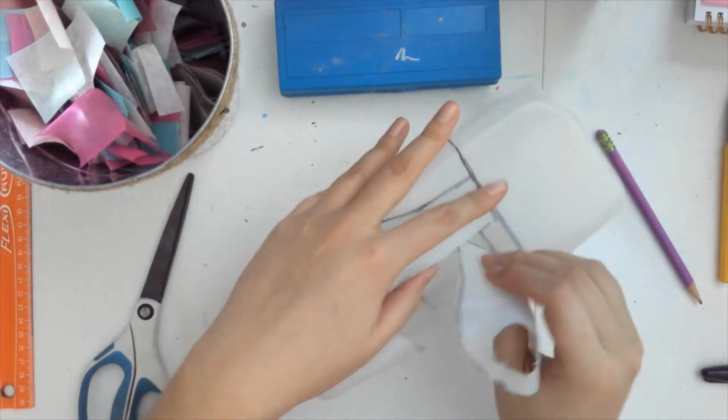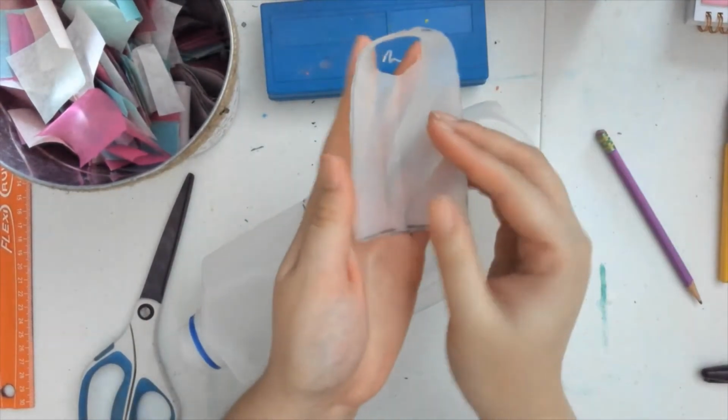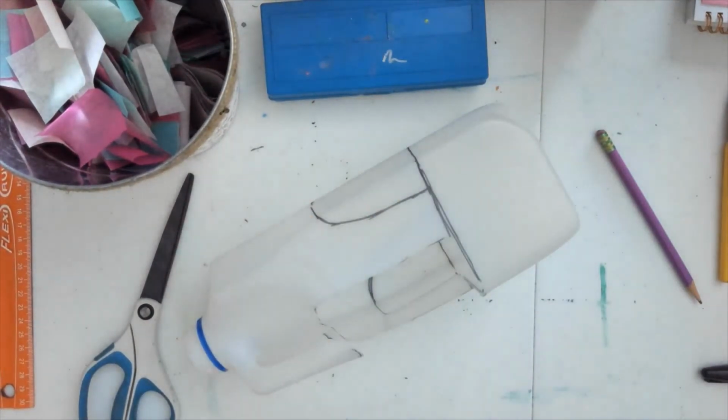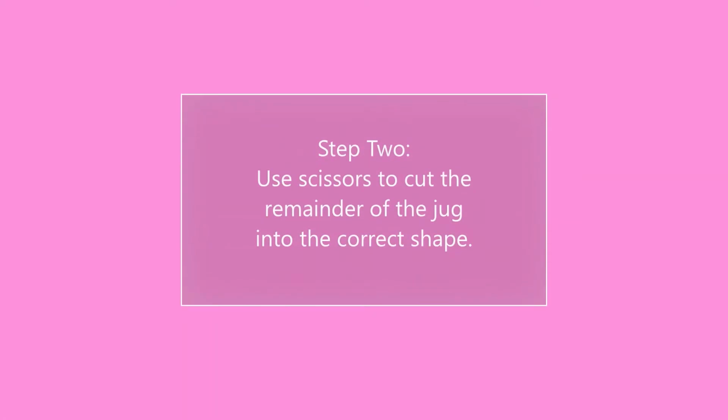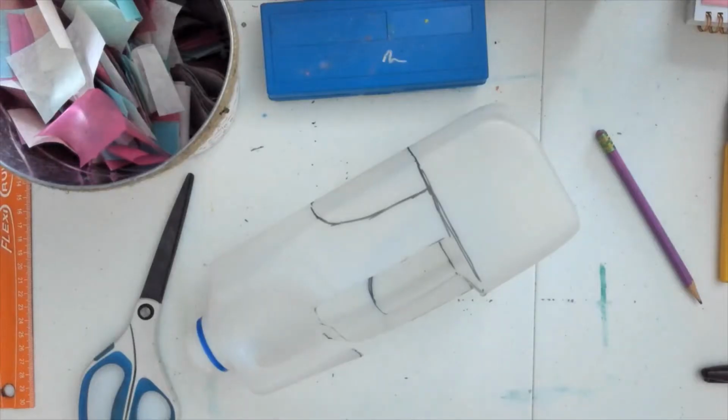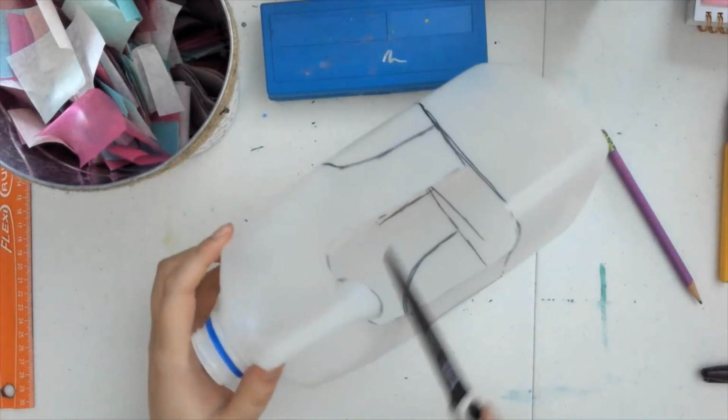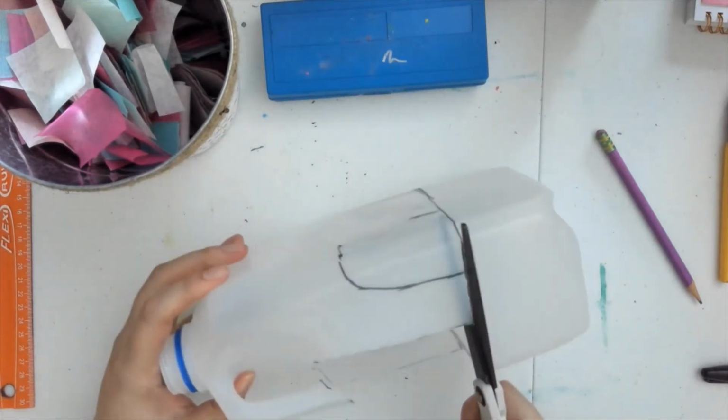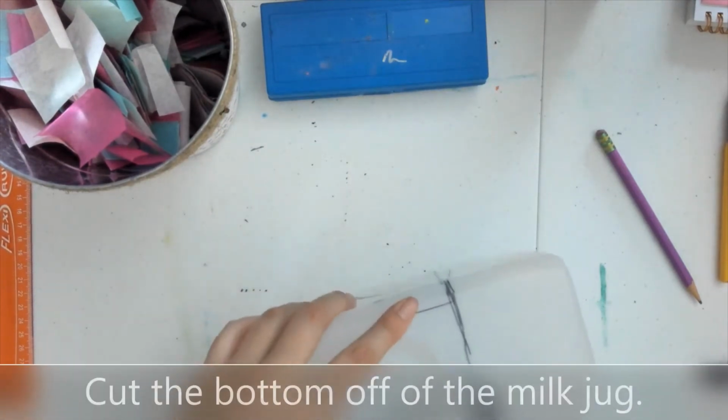This piece is still recyclable. It's still part of the milk jug, so please put it in your recycling if you have a recycling bin. Now we're just going to use scissors to cut out the remainder of the pattern. First, I'm going to go all the way around and cut off the bottom.